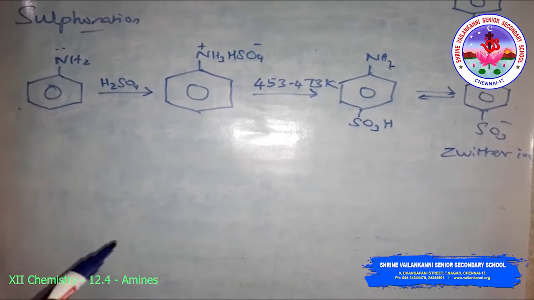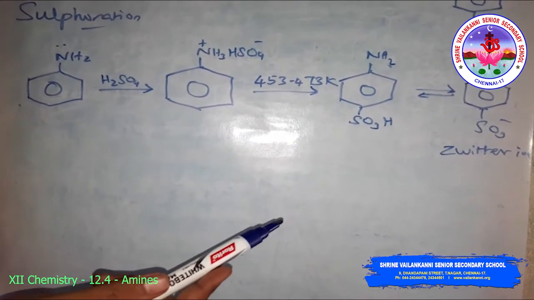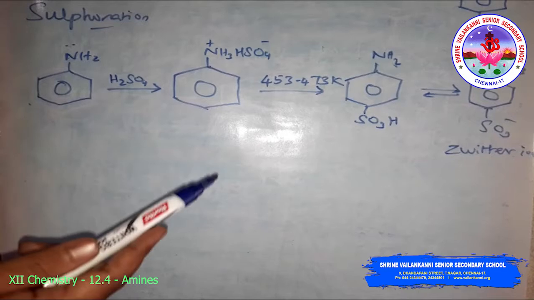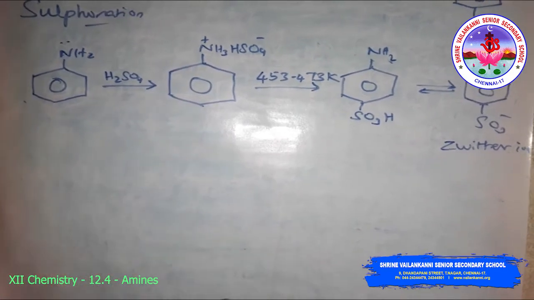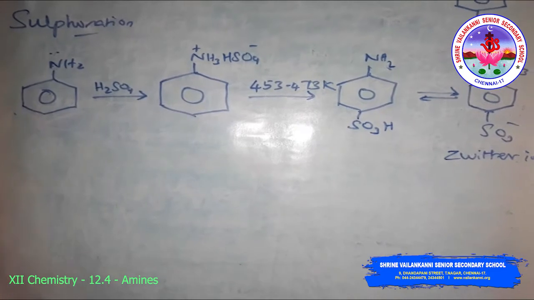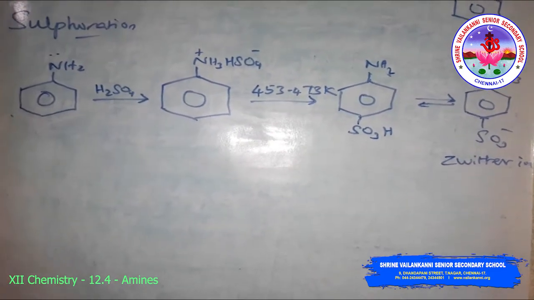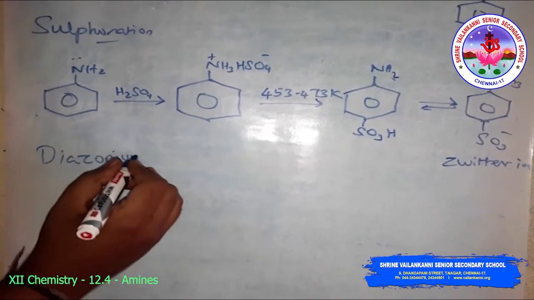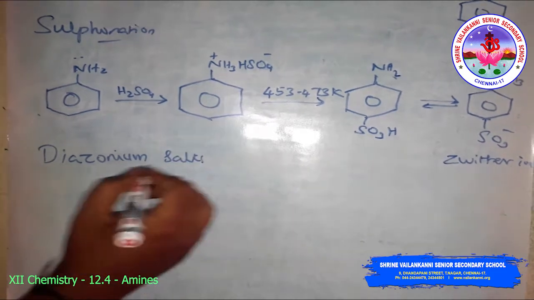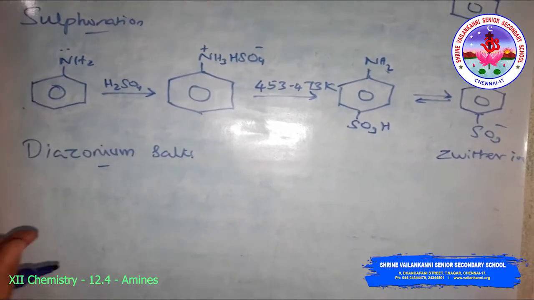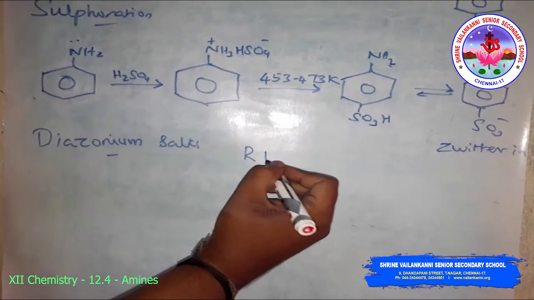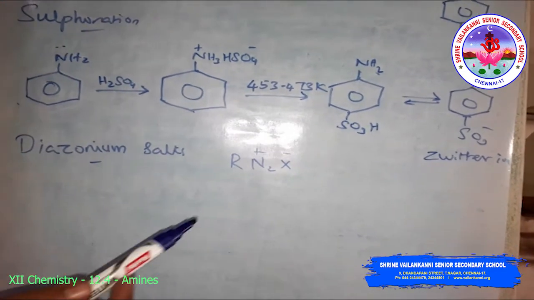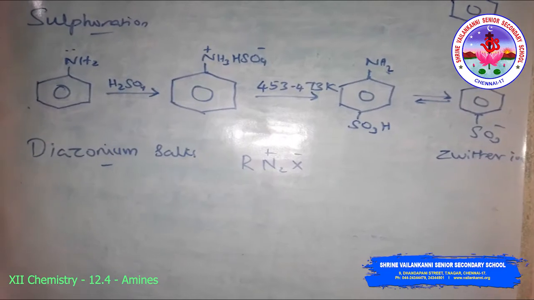So the diazonium salts have a general formula, that is RN2 plus X minus. Here the R stands for an aryl group, and X may be chloride ion, bromide ion, or HSO4 hydrogen sulfate ion, or BF4 minus, like this. So they are named by suffixing diazonium to the name of the parent hydrocarbon from which they are formed, followed by the name of the anion, such as chloride, hydrogen sulfate, like this.